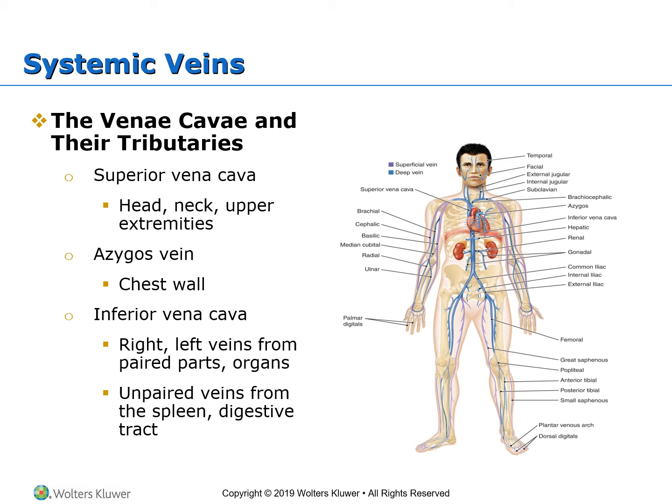In addition to that, we have some unpaired veins that drain the spleen and parts of the digestive tract, and they empty into the hepatic portal system. And we'll discuss that separately because it's important to see how the veins from the digestive system will travel through the liver first in order to process whatever is absorbed at that level.